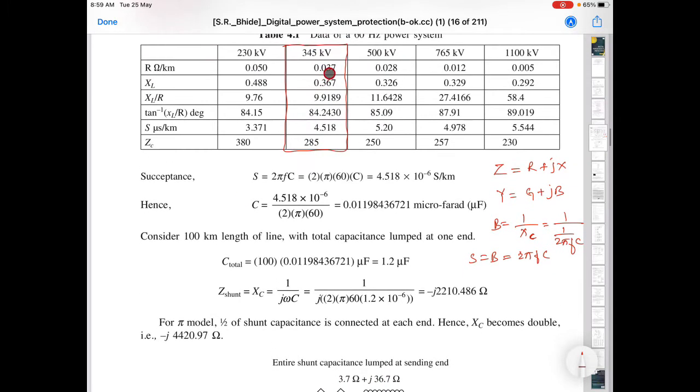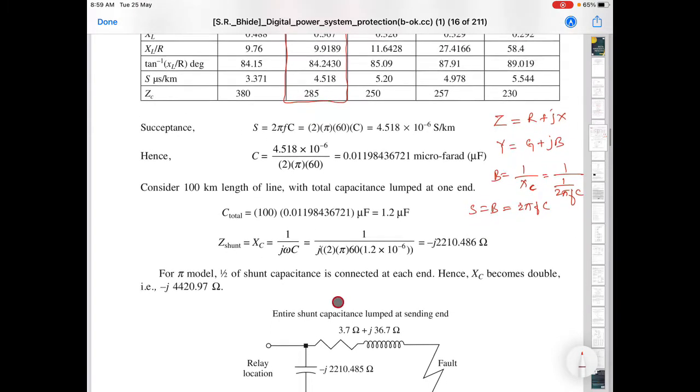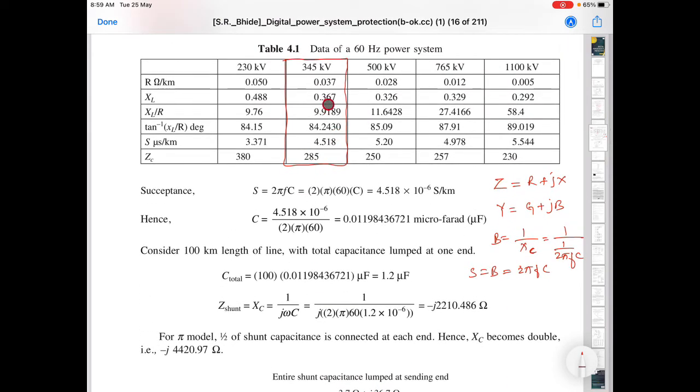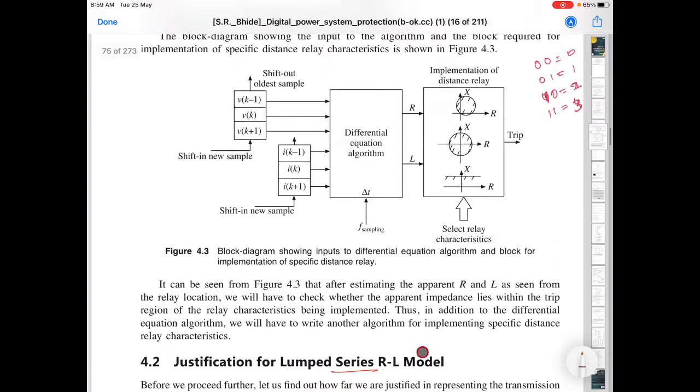So R is 0.37 into 100, because it is for 100 kilometer. So it becomes 37, and 0.367 into 100 is 36.7. Yes. So this is R plus Jx. So this is series element and this is shunt element, and this is the fault we have considered. Yes. This is the diagram from here.